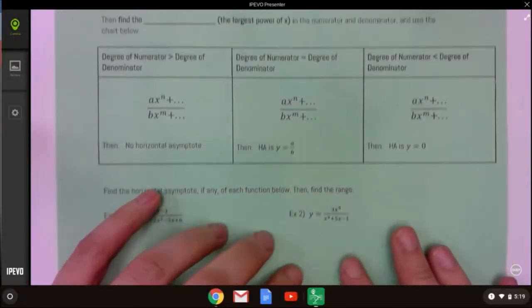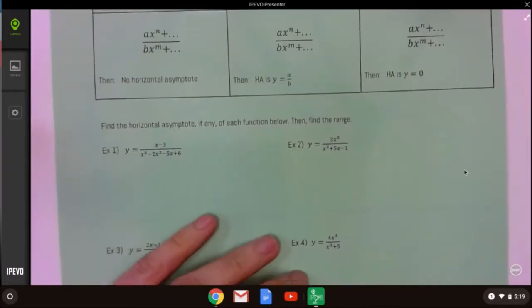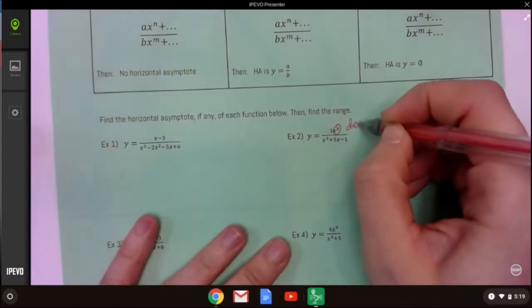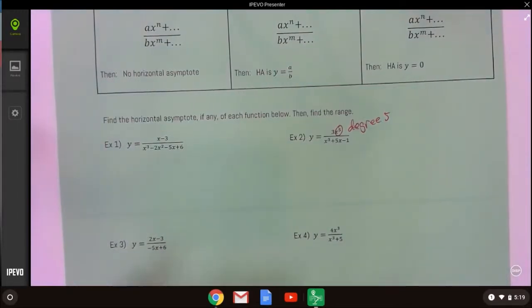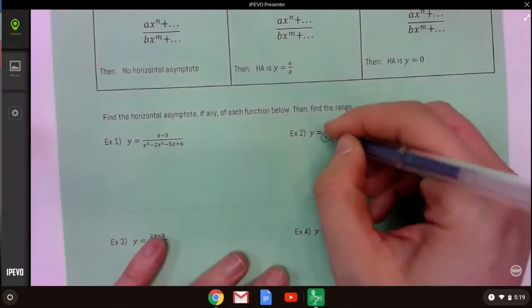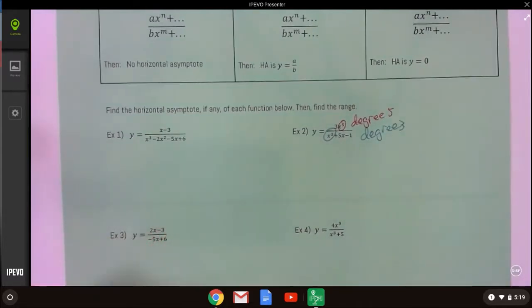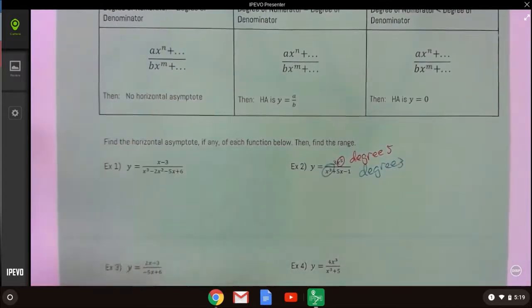Well, guys, as you can see, I now have a blank paper in front of me, and that's because my screen recorder extension just crashed in the middle of the video. So let's see where we were, shall we? We had degree 5 and degree 3. And I think I was just in the middle of telling you that no asymptote is not the same as an asymptote of 0.